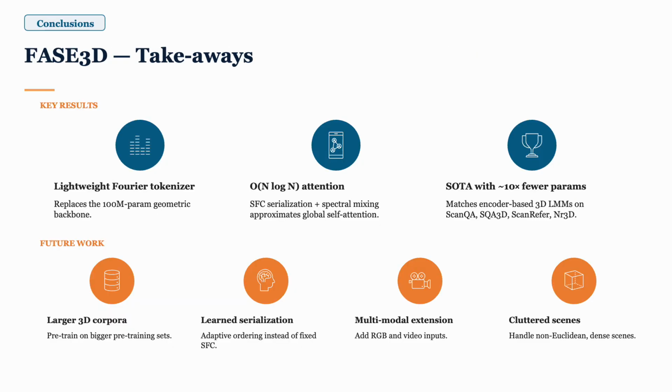To conclude, we have presented Fase3D, the first encoder-free 3D scene LMM. It demonstrates that frequency domain mixing, space filling curve serialization combined with FFT, is an effective inductive bias for unordered 3D data. And the Fourier augmented LoRA can inject global context into a frozen LLM at a negligible cost. Future directions include large-scale 3D pre-training, learned serialization, and multimodal extension to RGB and video.